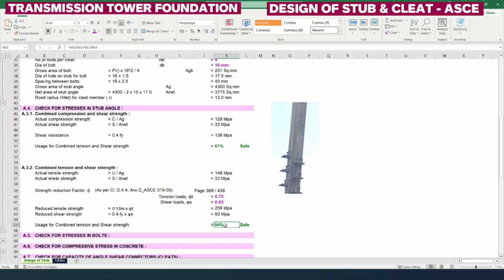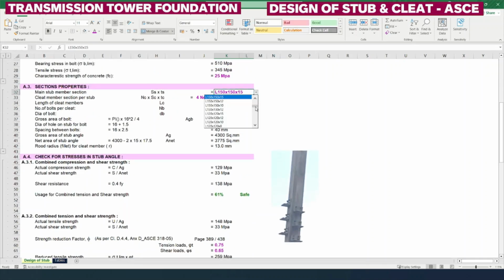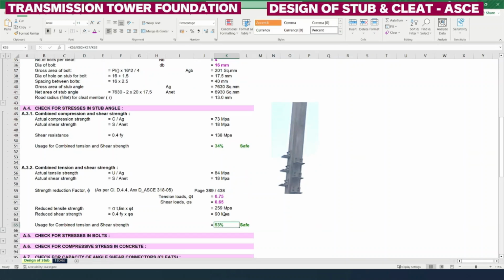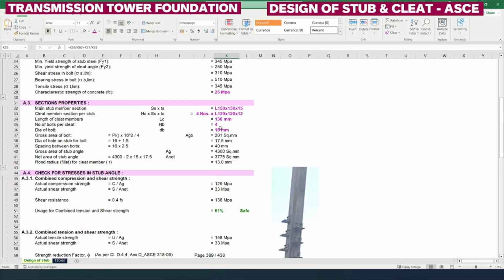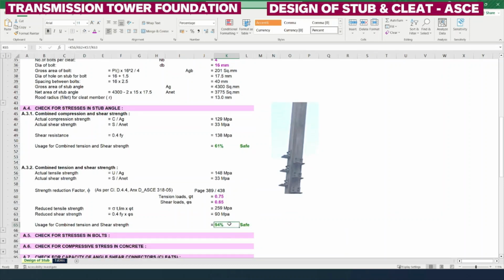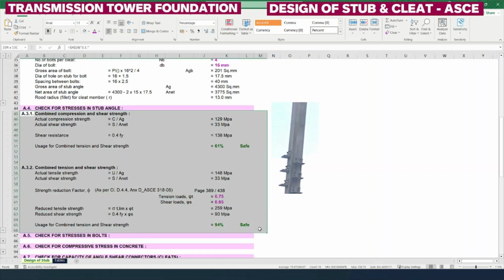So by applying this we are getting 94%, which seems to be safe. If this 94% is nearer to the margin of 100% utilization, we can change to a higher section so that this will get reduced. For our calculation purpose, we can consider it as it is, the main leg of the tower structure, that is 150 by 150 by 15, even though there is a marginal usage factor of 94%. So these are the two parameters we need to check for the stub angle strength.